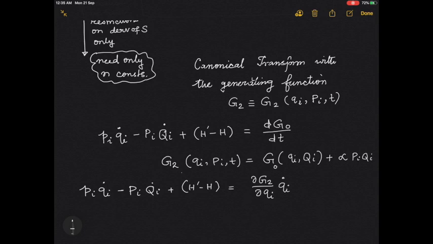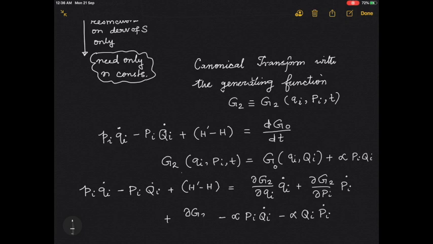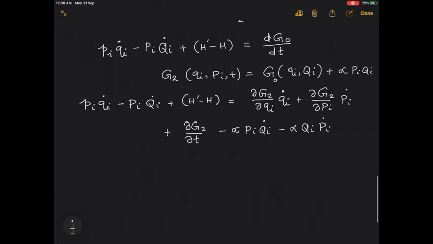del G2 del qi dot plus del G2 del capital Pi dot, and then terms which come from the terms with alpha, so alpha Pi capital Qi dot minus alpha Qi capital Pi dot, and because G2 is also an explicit function of time, I will get another term which I may write here, del G2 del t. Right, this is all that I have got.